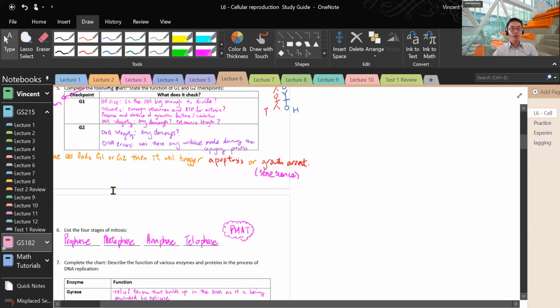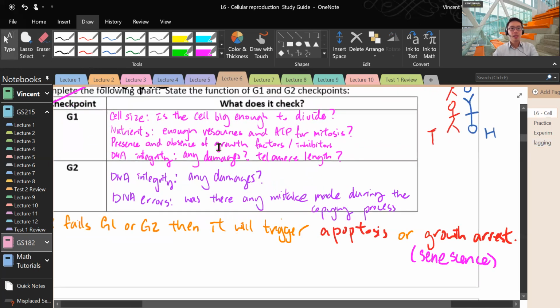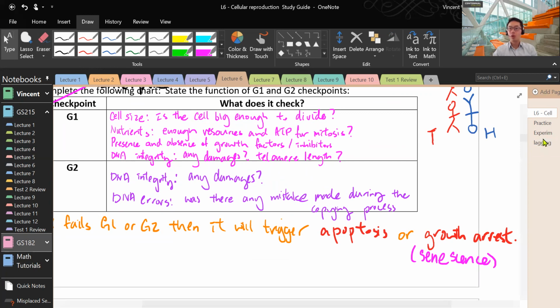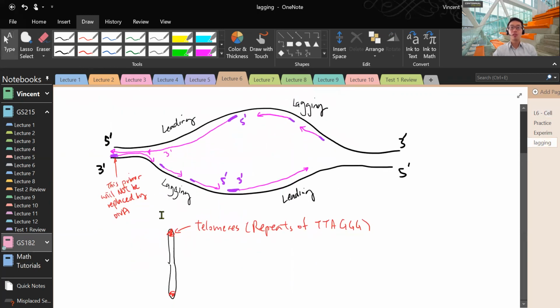Remember over here, we wrote down the checkpoint: DNA integrity. Any damage, or the telomere length too short? If it's too short, you will not be allowed to divide, because if you divide another round, you don't have these buffers anymore. You're not going to be cutting off telomeres anymore. If you divide one more time, you're going to start losing critical genetic information. Our body does not allow that, and the cell will enter senescence, growth arrest.